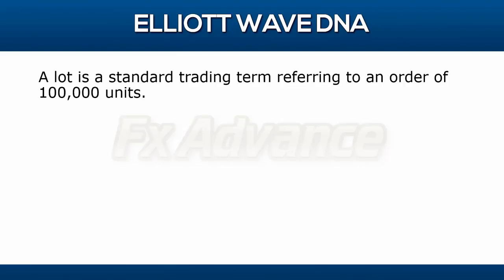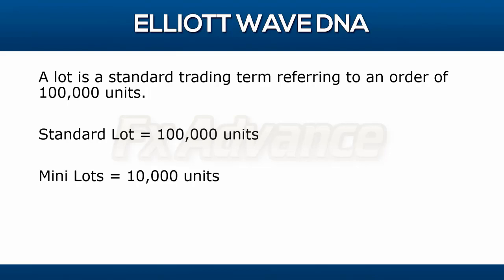A lot is a standard trading term referring to an order of 100,000 units. Standard lot is 100,000 units, but we also have smaller sizes these days, like mini lots that are equal to 10,000 units, and micro lots that are equal to 1,000 units.